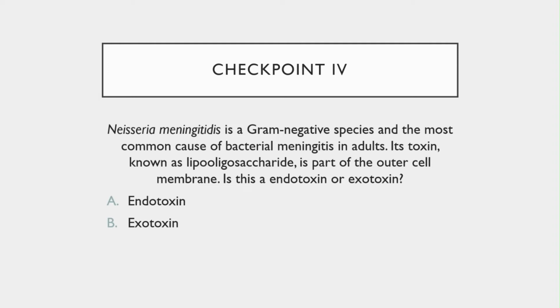Checkpoint 4. Neisseria meningitidis is a gram-negative species and the most common cause of bacterial meningitis in adults. Its toxin, known as lipooligosaccharide, is part of the outer cell membrane. Is this an endotoxin or exotoxin?